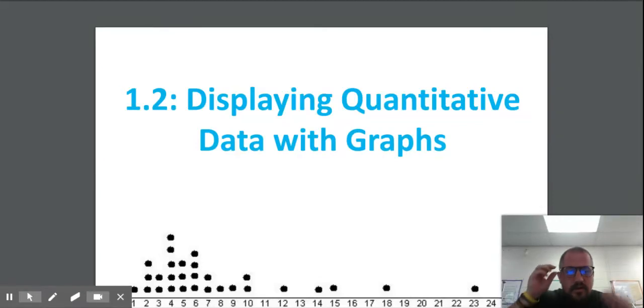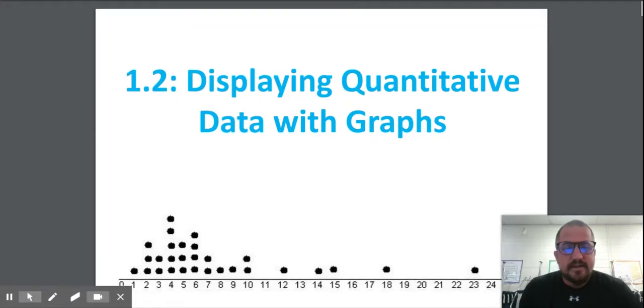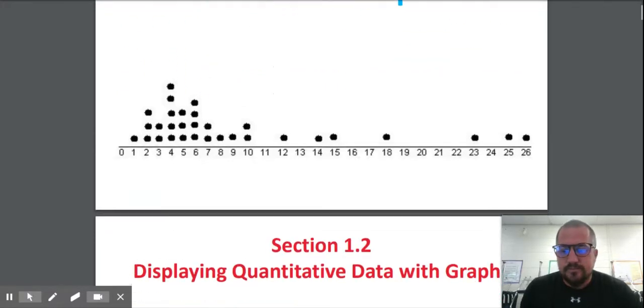Okay, so we're here, section 1.2 AP Statistics, which is displaying quantitative data with graphs. So earlier we talked about displaying categorical data, and now we want to go into how we would display quantitative data, which is going to be data dealing with numbers only.